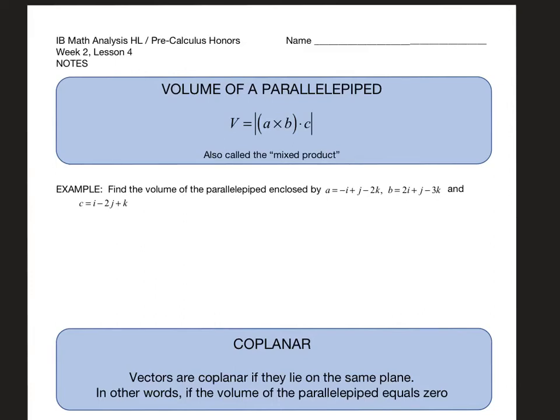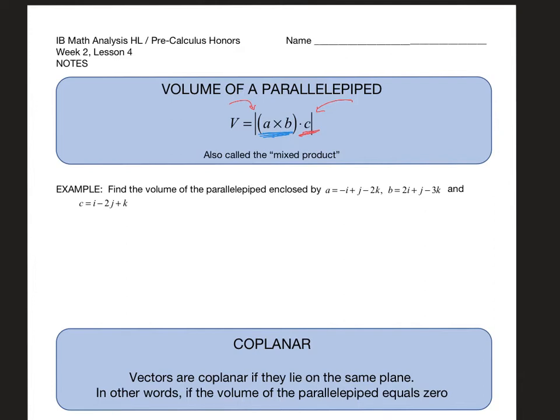Week 2, lesson 4. This is how to find the volume of a parallelepiped using this formula. A couple things to notice on this thing. There's both the cross product in here along with the dot product in here, and these are absolute value bars, all right? Because there's going to be times when you do this computation and you will get negatives. Just make sure you end up with a positive because volumes do need to be positive.